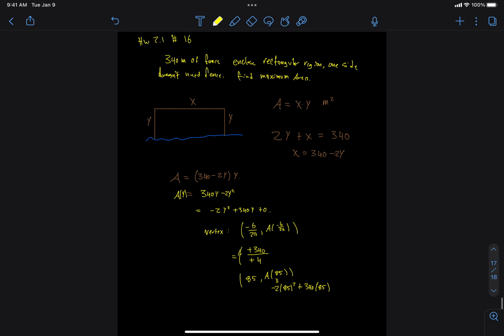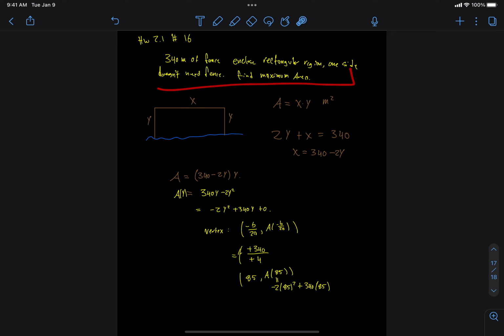Okay, so this whole problem has multiple steps. The very first step is, of course, to draw a picture, okay? This helps you to visualize it. From here, assign various variables to the measurements of interest. For this problem, the measurements of interest are going to be the length and the width, because it's a rectangle, right? And you can notice that the width on one side is the same as the width on the other side. From here, you can make your equations.